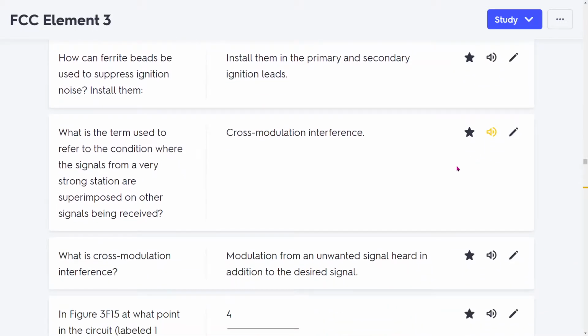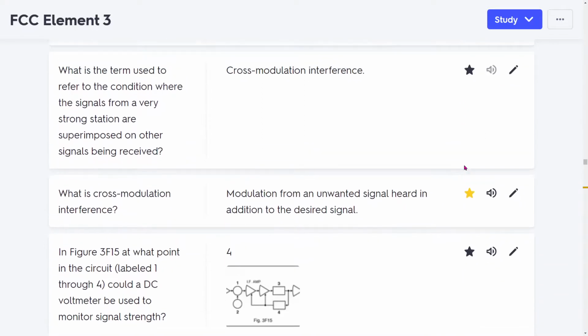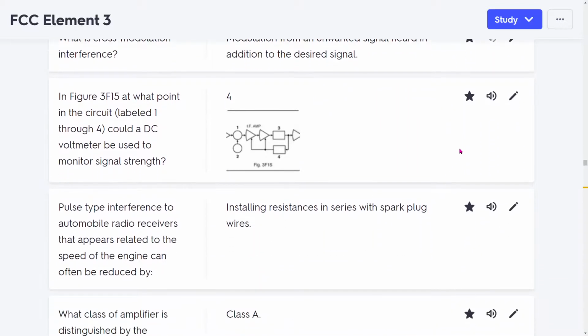What is the term used to refer to the condition where the signals from a very strong station are superimposed on other signals being received? Cross-Modulation Interference. What is cross-modulation interference? Modulation from an unwanted signal heard in addition to the desired signal.